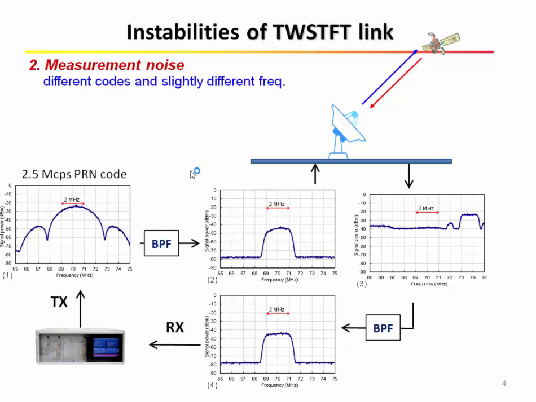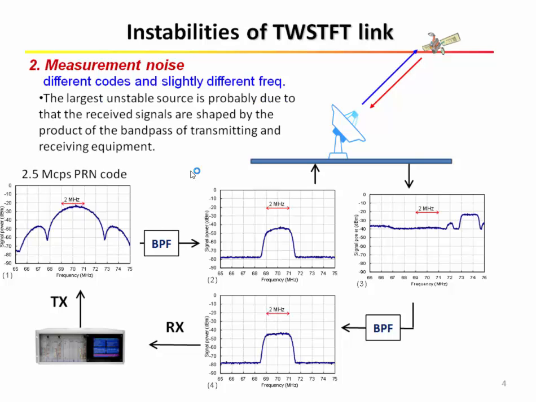Here is the signal transmitted by the satellite modem. It's a 2.5 megachip PRN code. The code is like this. When the signal passes through the bandpass filter, we use the SAW filter in our system, and some equipment, the signal becomes like this, and we transmit from the station to the satellite and receive back. The signal is like this, and finally the receiver receives the signal like this. So the transmit signal and receive signal are not the same.